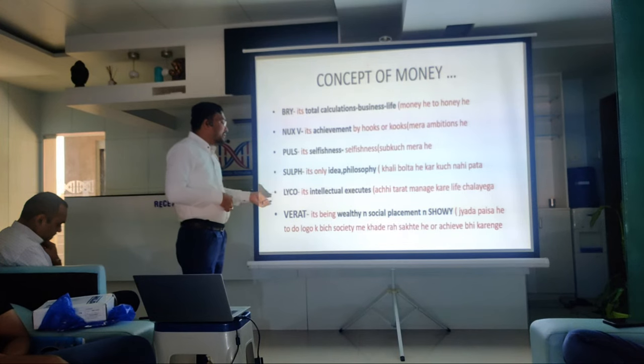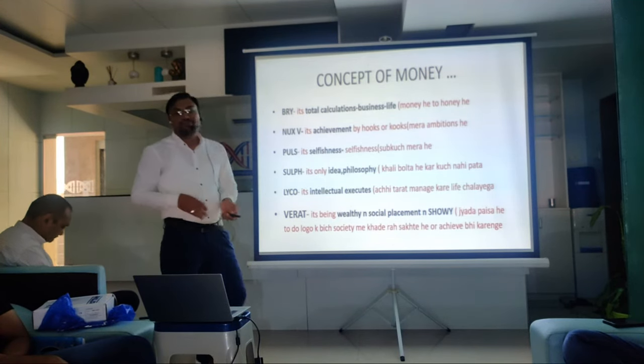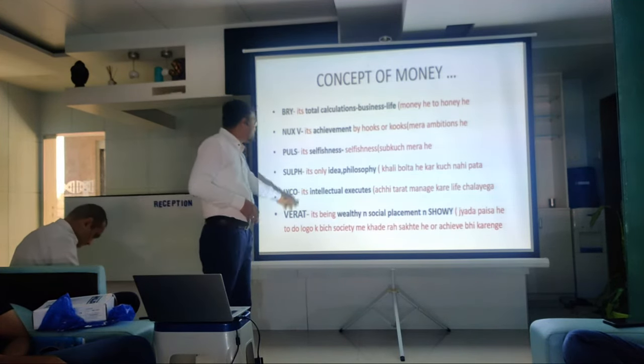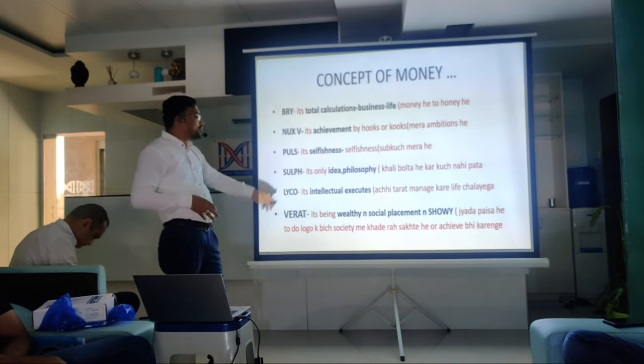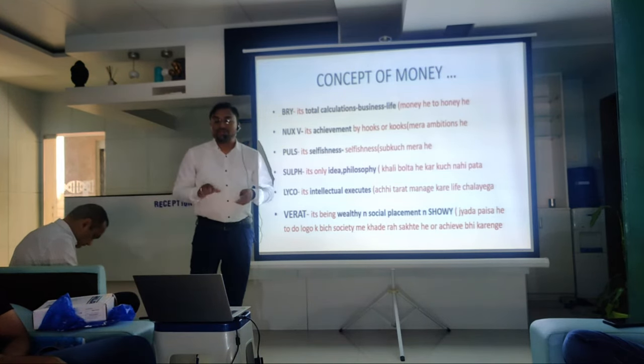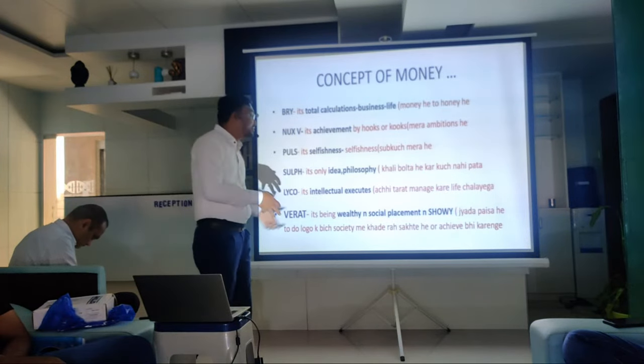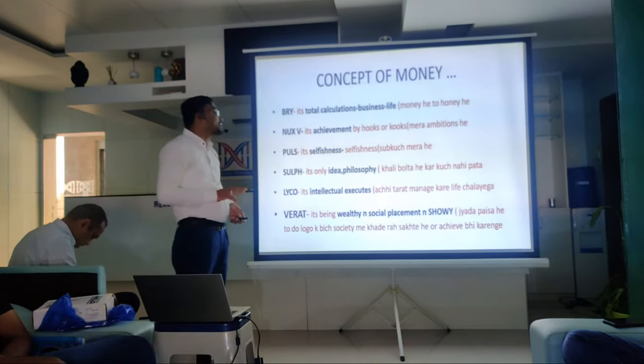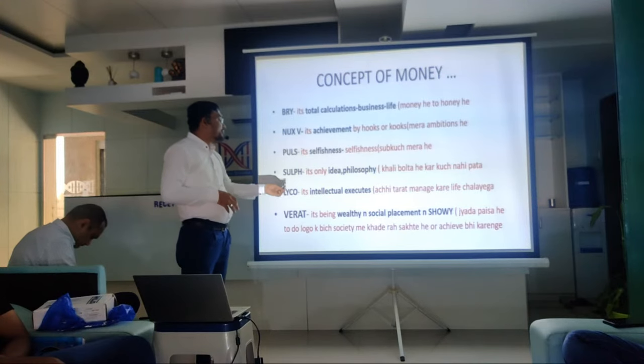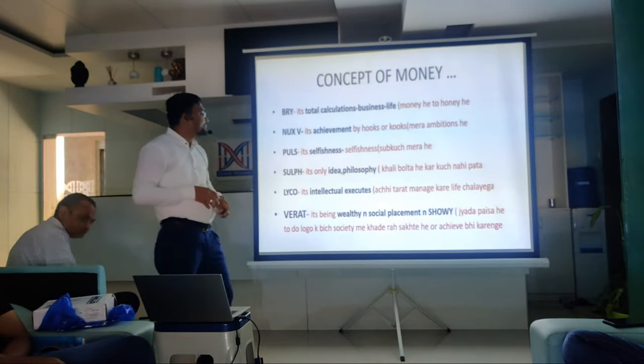Veratrum, it's being wealthy, social placement and showy. But these people are achievers, sulfur are not, right? Both are showy, both have social position concern. Jyada paise hai to jyada log baat karenge. We stand in society, right? So this is the source from where they are moving, right?